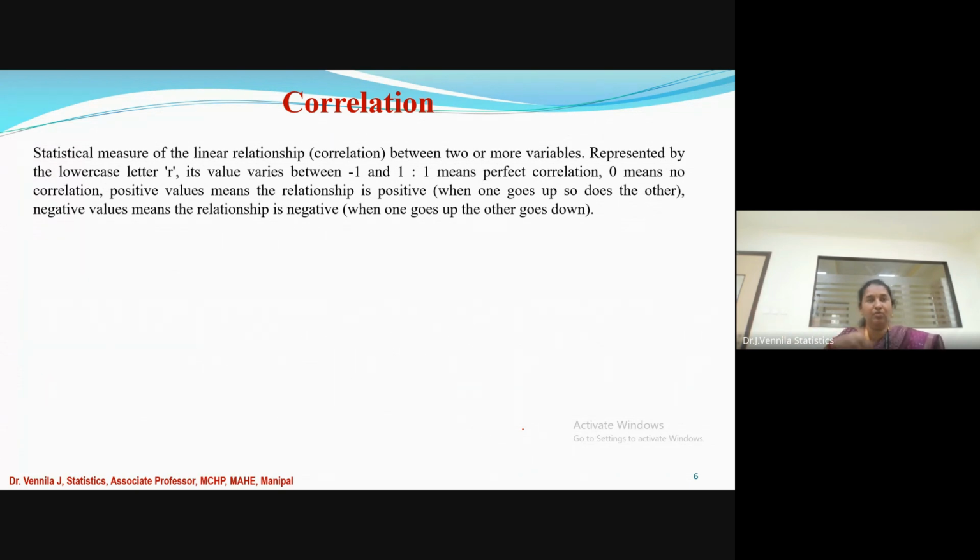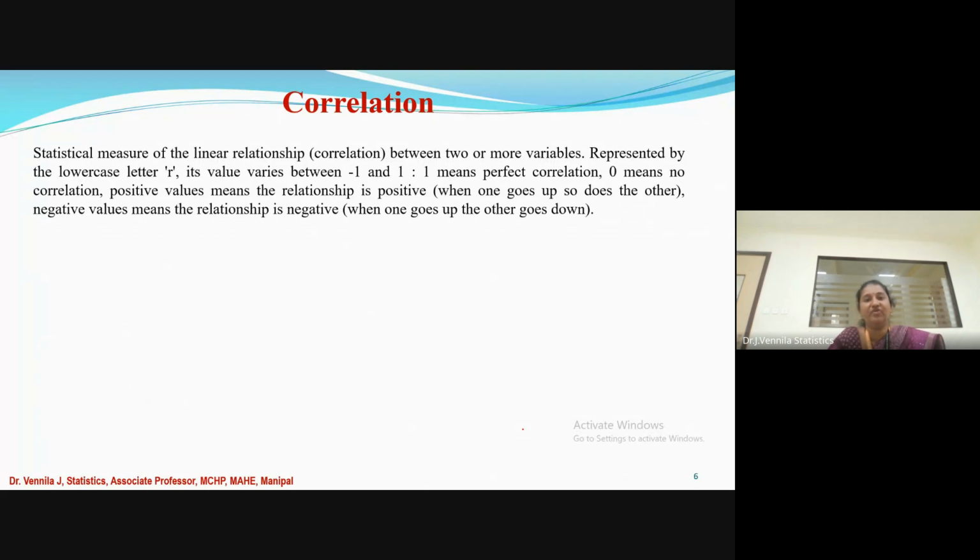Correlation is also one of the methods of descriptive statistics. Okay, you know what is meant by descriptive statistics? The summary of the data set, the data frame, is called descriptive statistics. Correlation is one of the methods.